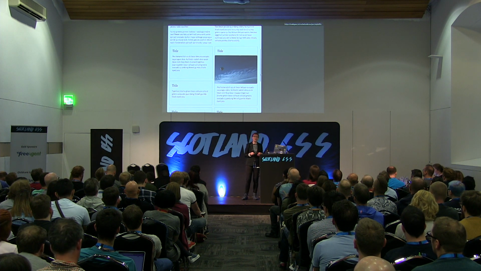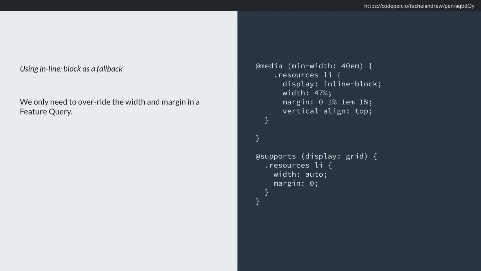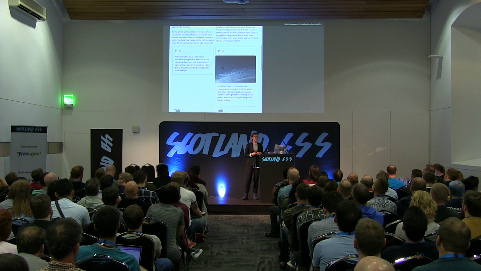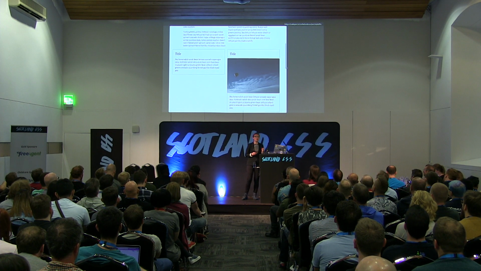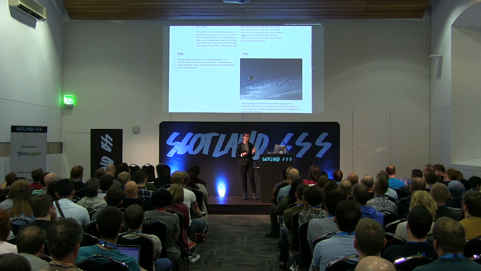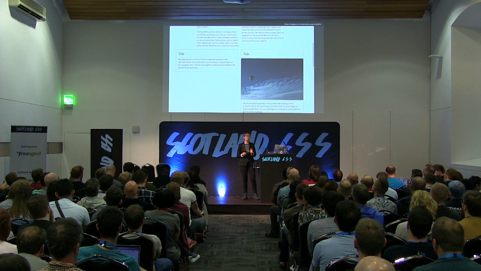Or you could choose some other layout method, maybe display inline block. So we can use that as a fallback. We set it to display inline block, and then we use feature queries to override the width that we've set on it. So using inline block, that means our cards still run left to right, which might matter to you. You might need to keep things in that order.